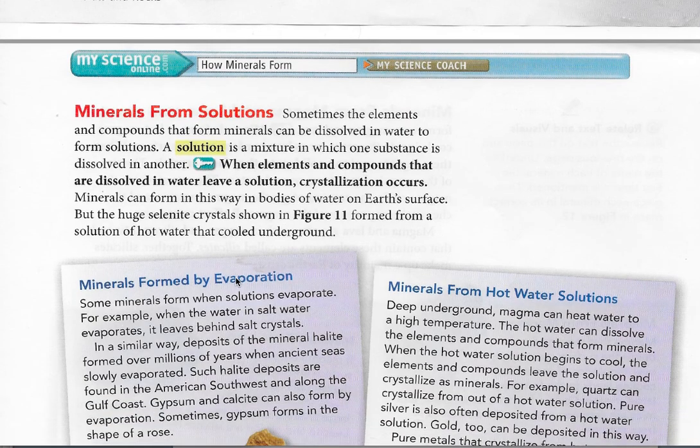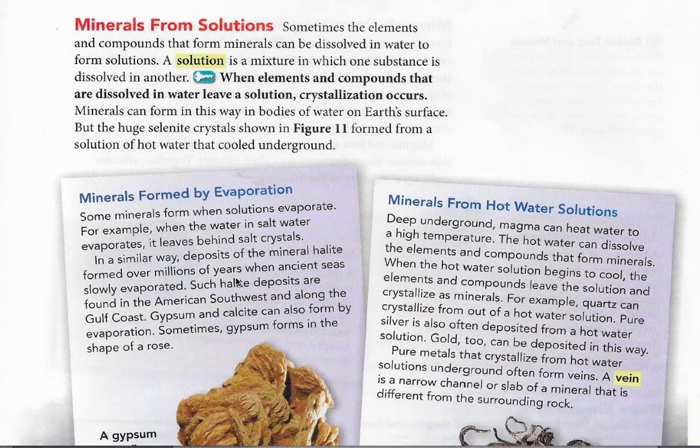Minerals from solutions. Sometimes elements and compounds that form minerals can be dissolved in water to form solutions. Write this in. A solution is a mixture in which one substance is dissolved in another. Okay, here's your key icon. Also write this in your notes. When elements and compounds that are dissolved in water leave a solution, crystallization occurs. Minerals can form in this way in bodies of water on their surface, but the huge cell-like crystals shown in Figure 11 formed from a solution of hot water that cooled underground.